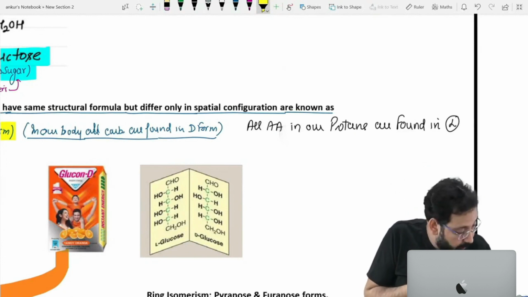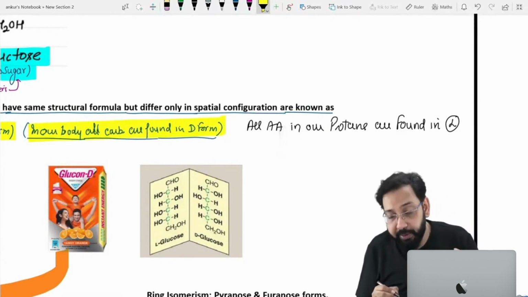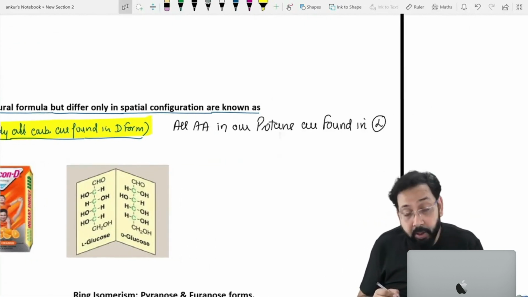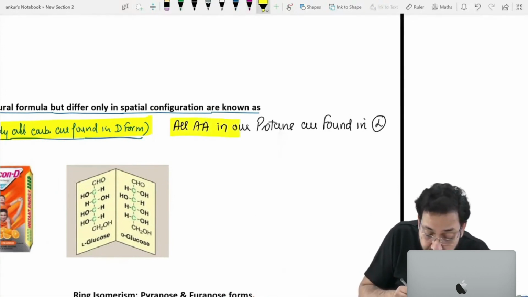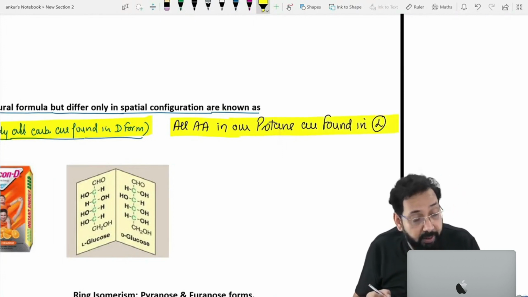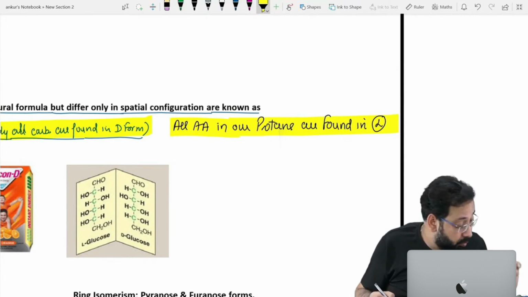So in PGI Chandigarh there was a question: all carbohydrates in our body are found in capital D form. This statement is true. There used to be multiple correct answers in that exam. The second statement they used to give: all amino acids in our body are found in capital L form. Is this statement true or false? Listen carefully and tell me the answer. All amino acids in our body are found in capital L form. Is this true or false?